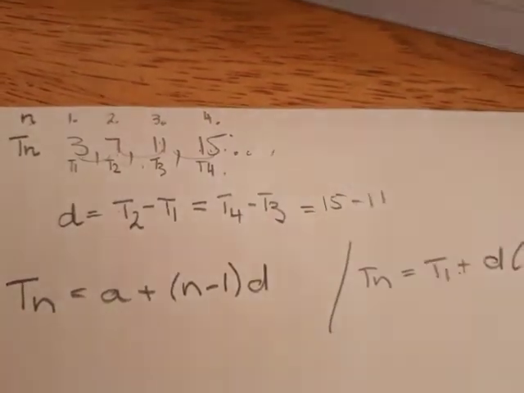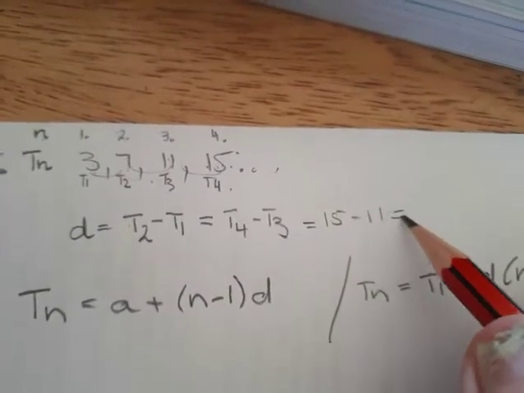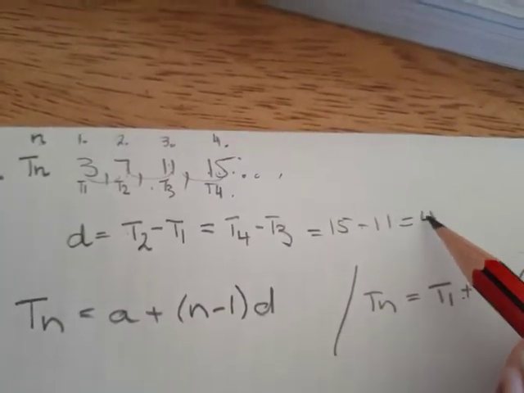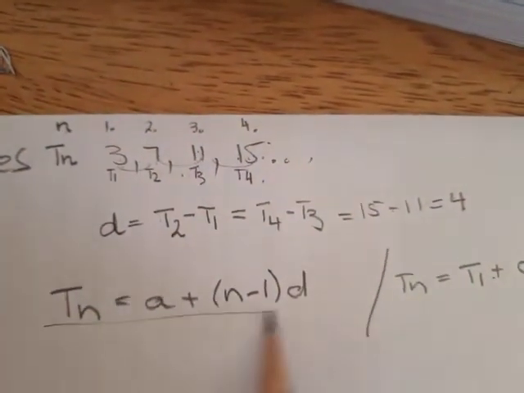Grade 12, if you subtract 15 minus 11, then you will find that that difference is 4. Okay, so the common difference is 4. Now the formula you need to know is this one.